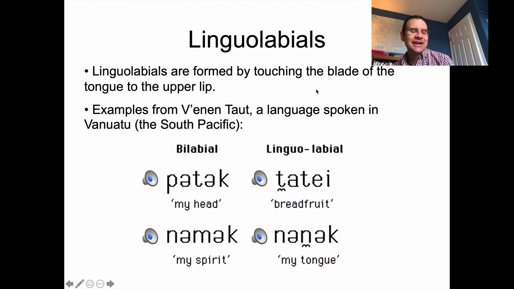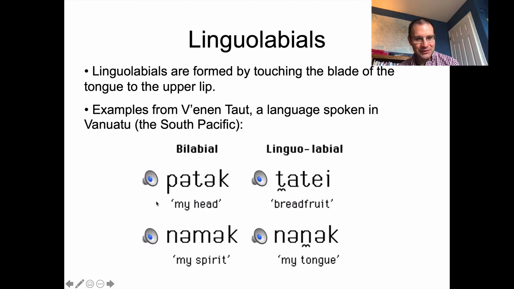And as promised, you can also make lingual labials. We have the blade of the tongue come out and touch the upper lip. So I've got some examples here from a language called Vinmavis, which is spoken in Vanuatu, a small island country in the South Pacific. The way the lingual labials are transcribed is that you use the symbol for an alveolar, and then you put this little flappy bird symbol underneath the alveolar stop sound. So these are kind of fun.